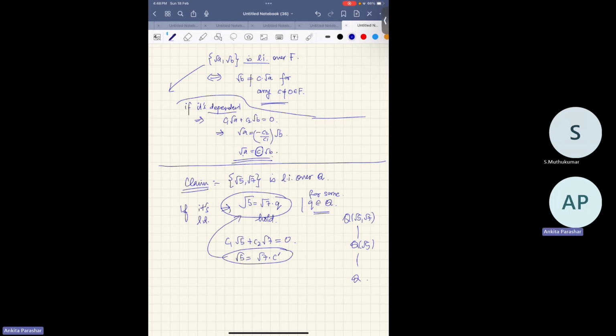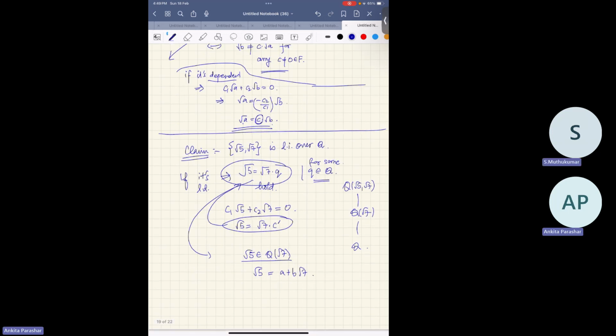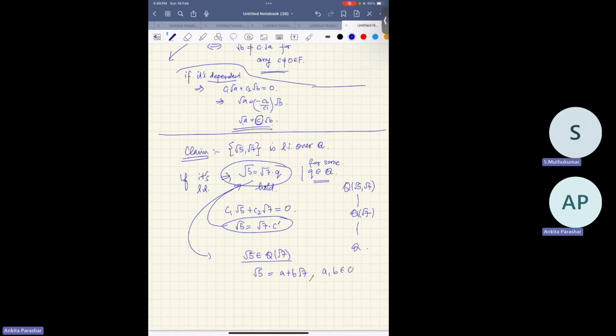Anyway, now this would give me that root 5 does belong to Q(root 7). Do you agree? Yes. This also implies that this is contained in this, right? Or maybe I should write, if this belongs to this, then you are able to write root 5 as a plus b root 7, right? Can you give me some contradiction from here, a and b from Q?